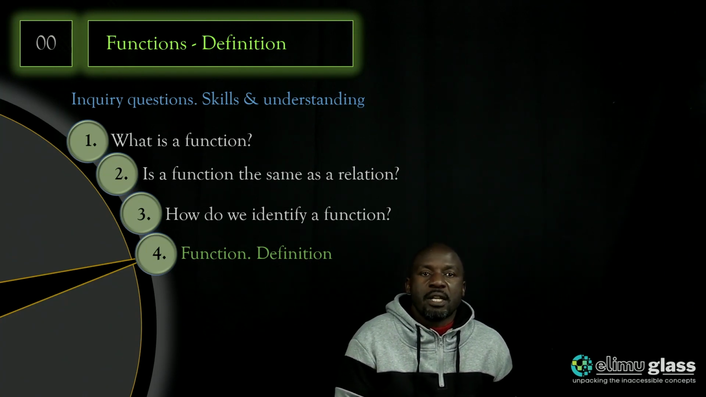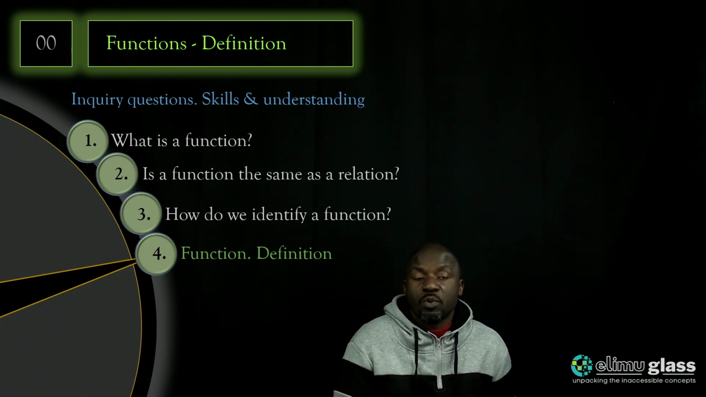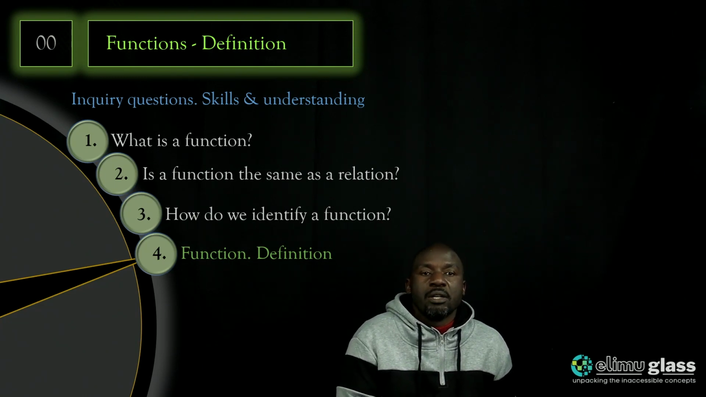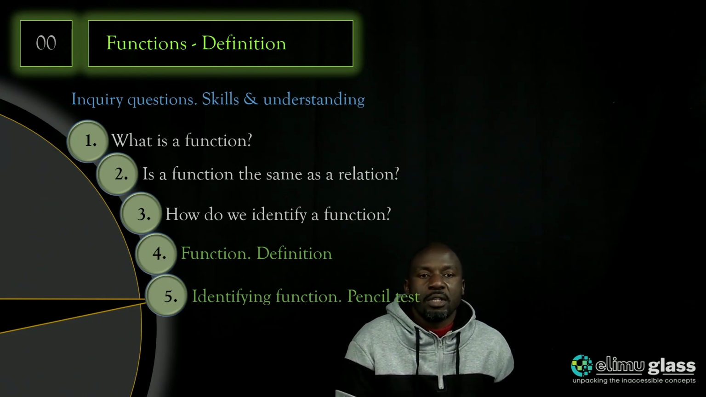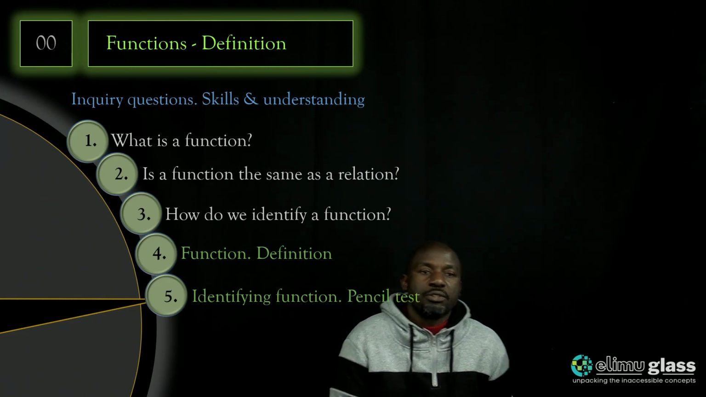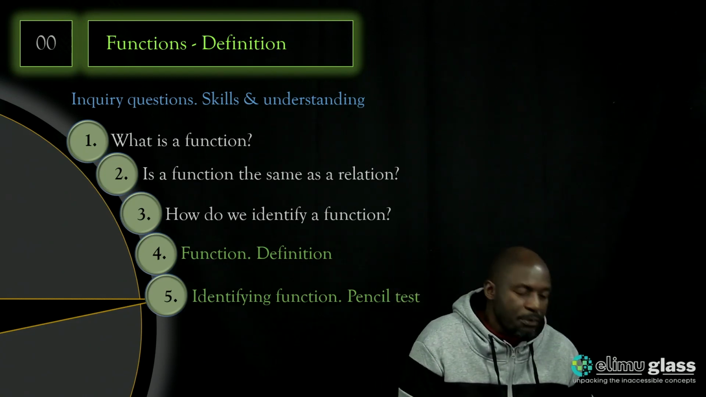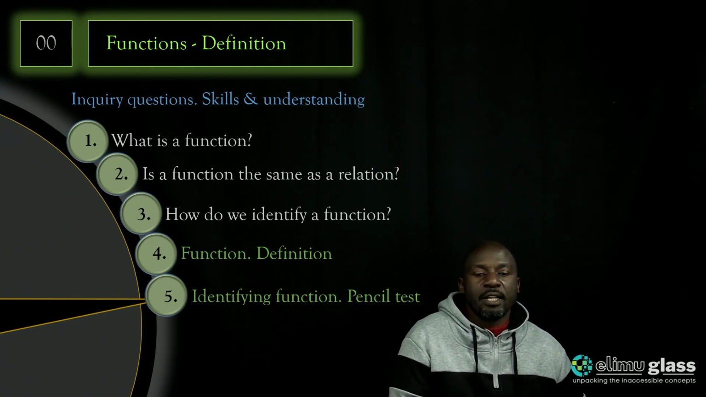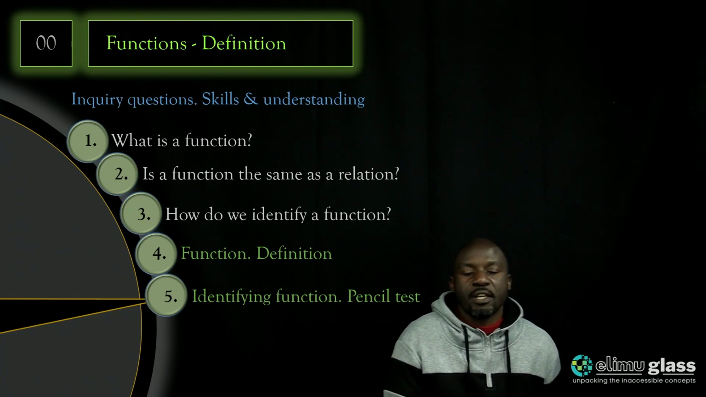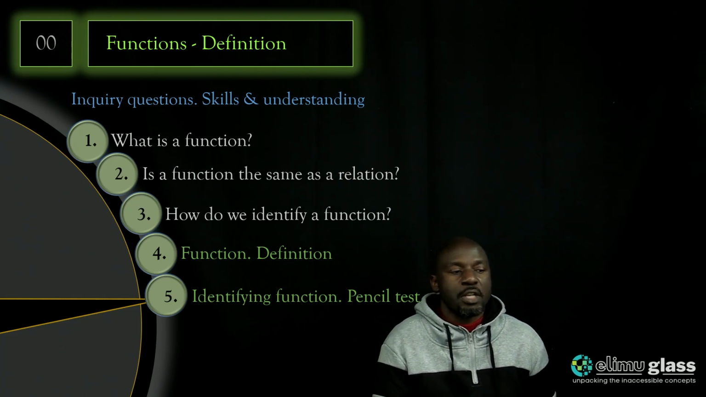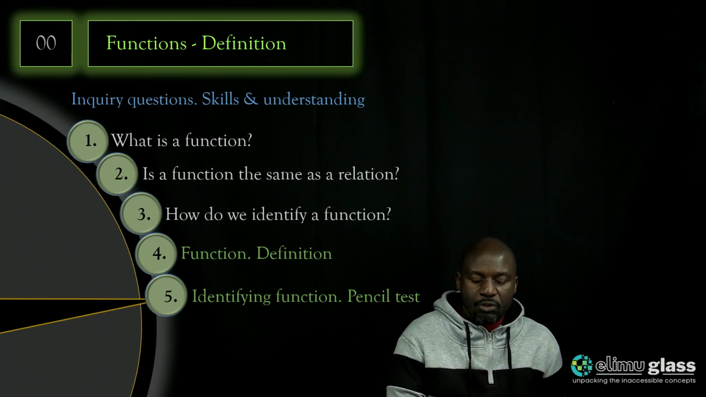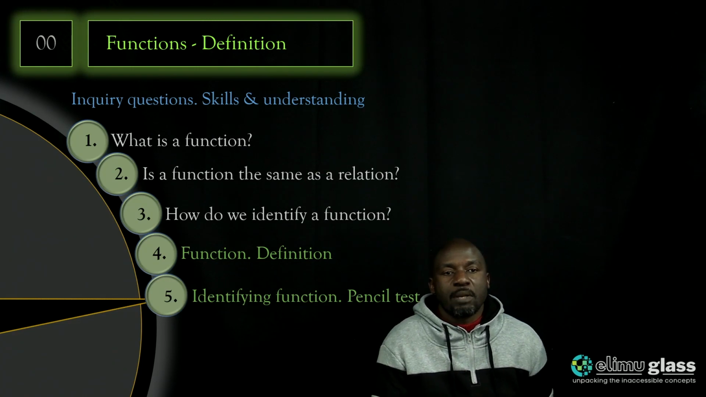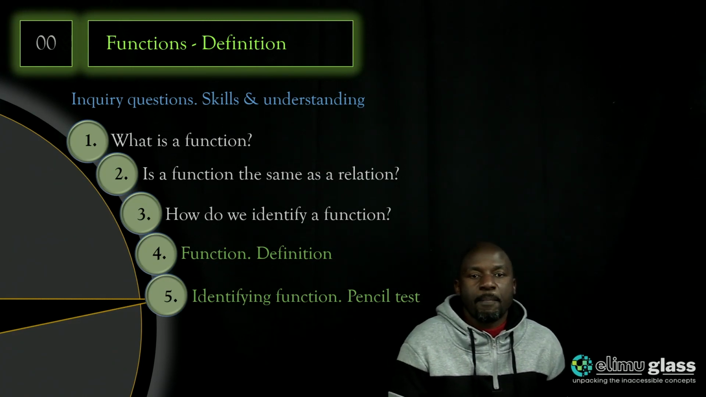From number 4, these are now the content, the things we need to understand, right? So we will define functions. Okay, number 5, we will identify functions and use the so-called vertical line test, or also sometimes called the pencil test, because for a student in an exam room, you're likely to check whether a relation is a function or not with your pencil on your desk, right? So you're likely to use a pencil to test. So sometimes we refer to this as the pencil test, okay?